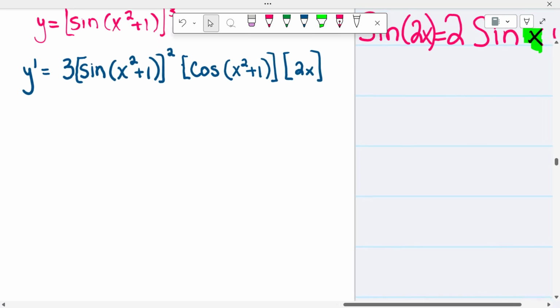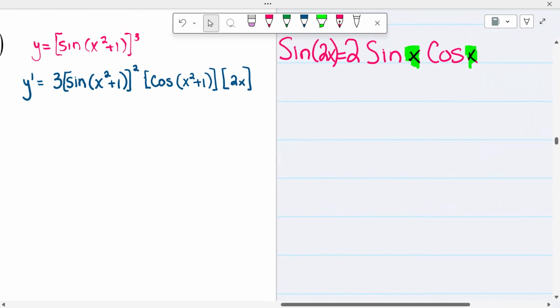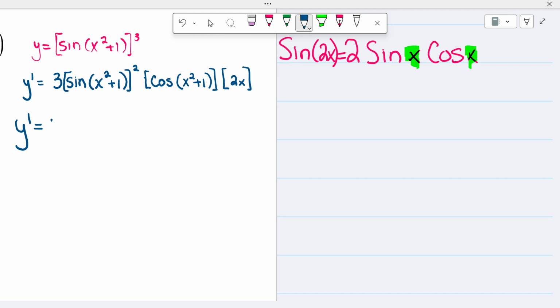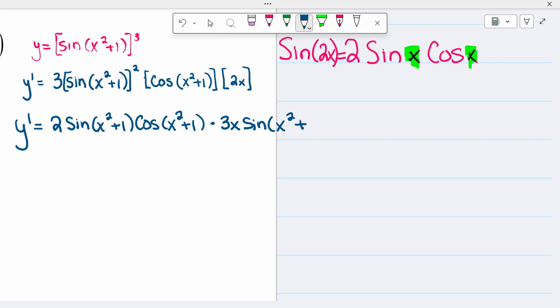So I can definitely find that pattern in here, right? So watch what I mean. I'm going to rewrite it so you guys can see it. So y1 equals 2 sine x squared plus 1 cos x squared plus 1 times 3x sine x squared plus 1.